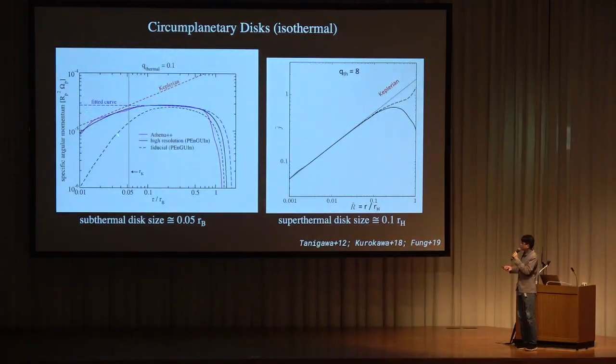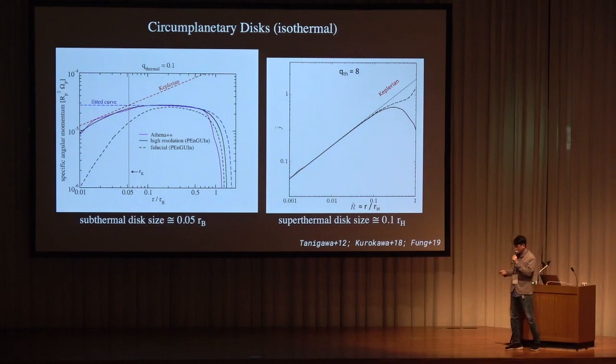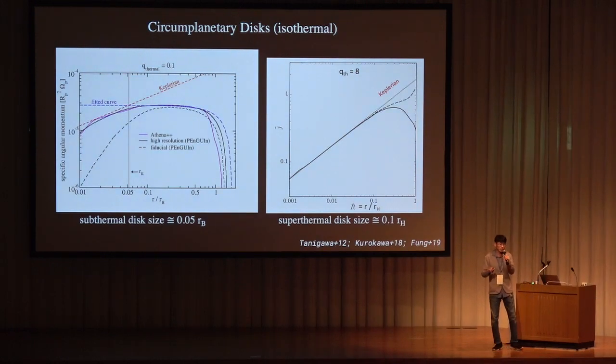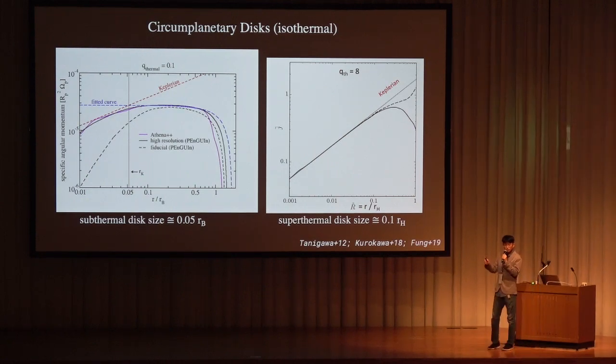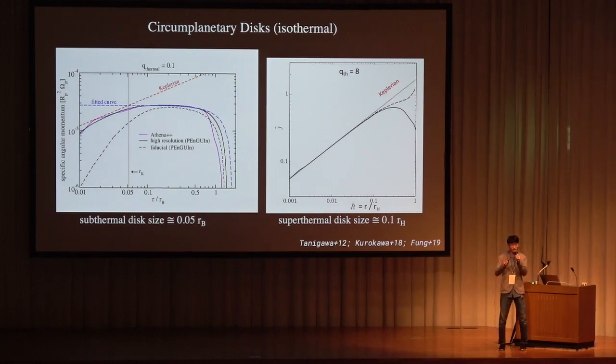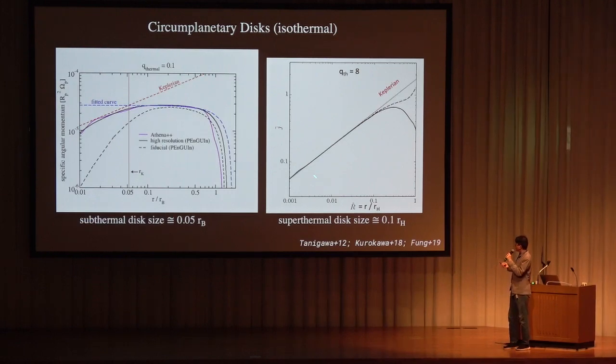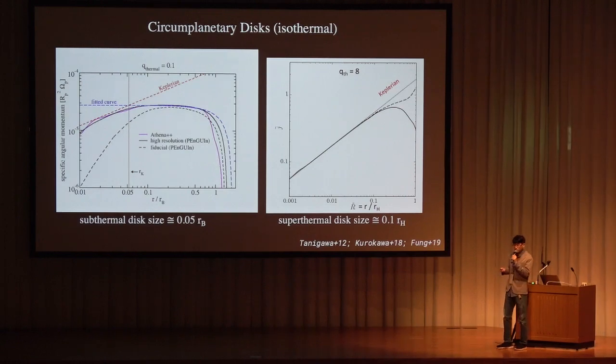When you have an isothermal disk, one way to define the size of an isothermal disk might be to figure out where in the disk is actually rotationally supported. And if you use that definition for the CPD, you will find that for subthermal disks, the size is something like 5% of the Bondi radius. And if you think you might have heard me wrong, you are not mistaken. It is 5%. It is a very small fraction of the Bondi radius. And then if you're superthermal, then your disk size might be about 10% of the Hill radius.